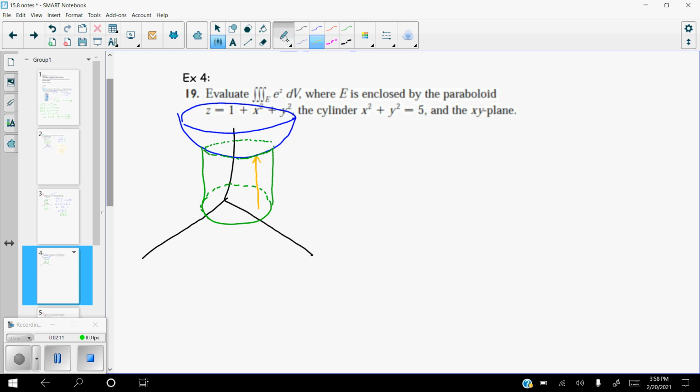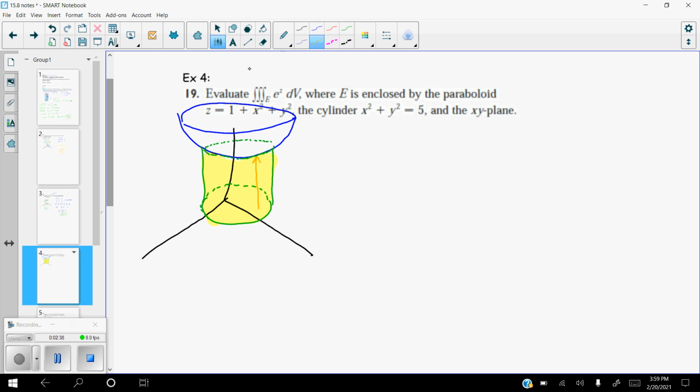Let's see if we can highlight the volume. So we are looking for everything in this region right here. And we are taking the integral of e to the z power, so we are finding mass here. All right, well, let's see if we can figure this one out. This one actually doesn't look like it's going to be that difficult to do.